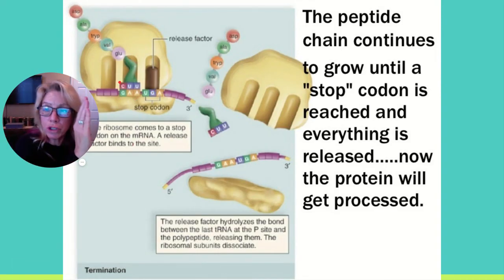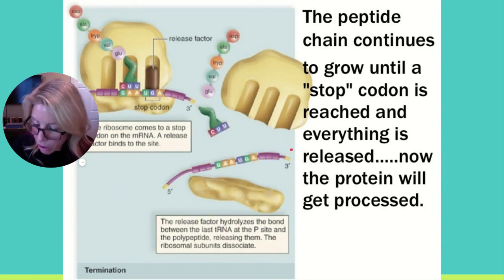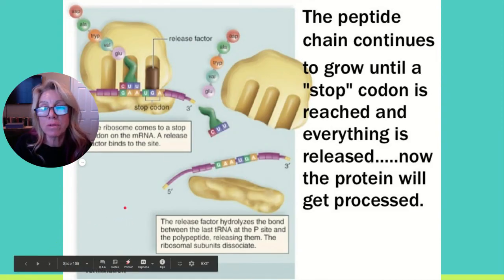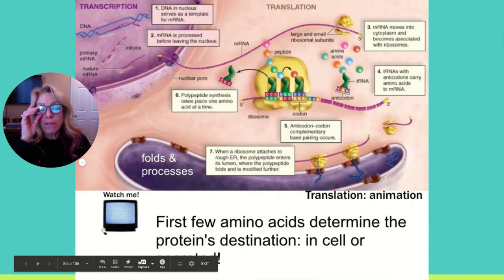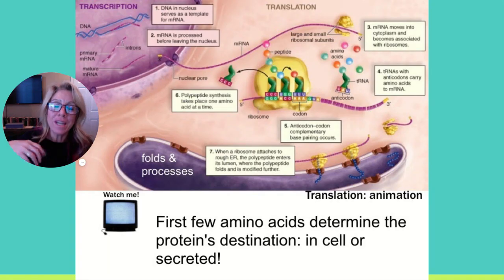And when it goes to shift, it doesn't shift it onto anything. You just have a release factor here. So here's your amino acid chain, and then the small and large subunits can come apart. And remember, you could have another ribosome right behind it, moving right along behind it. So termination, the components separate from each other as a result of one of 3 stop codons, and that is referred to as termination, all right? And then the first few amino acids in your chain are going to determine this protein's destination. Is it going to stay in the cell, or is it going to be secreted?